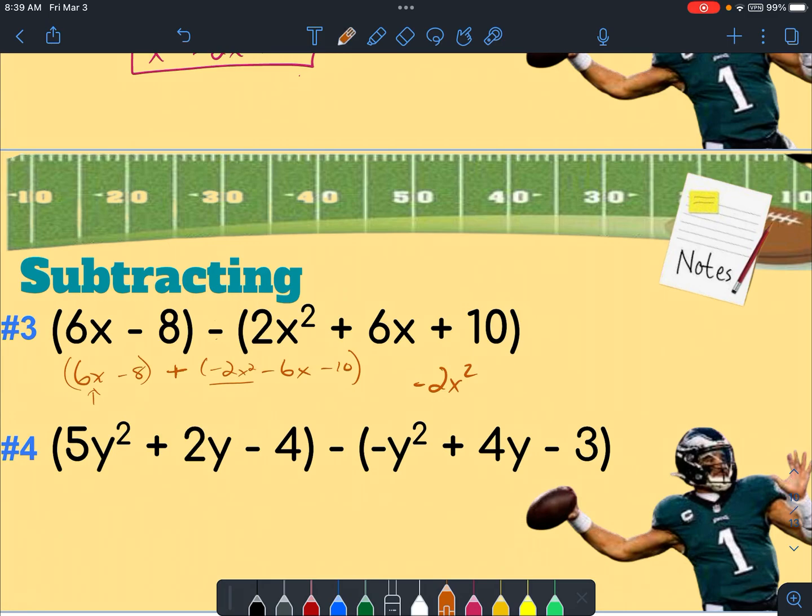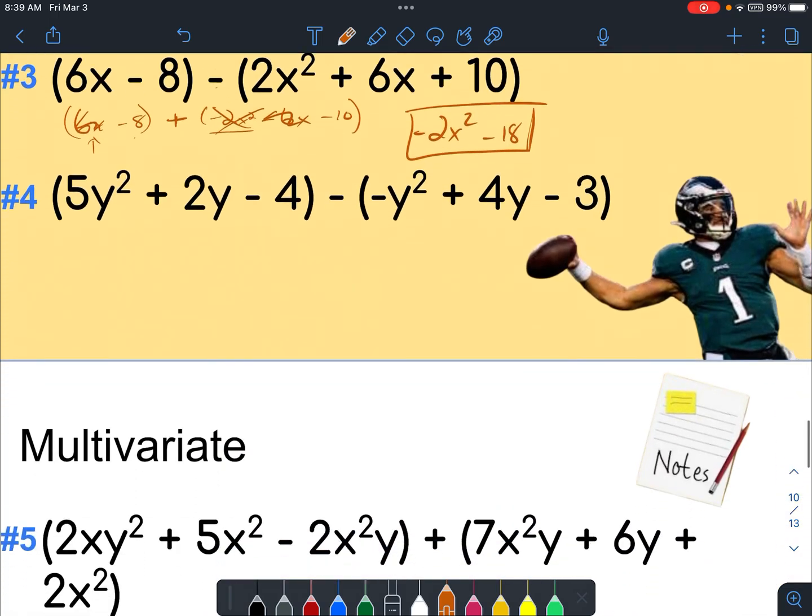You don't leave the x. You don't have anything. It's just nothing. So those canceled out. We did this guy, and then you have a negative 8 minus 10, so a negative 18. So our answer would be negative 2x squared minus 18.